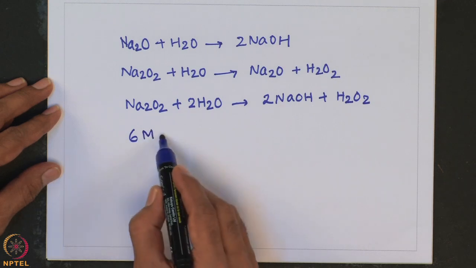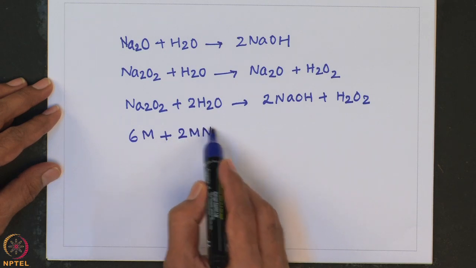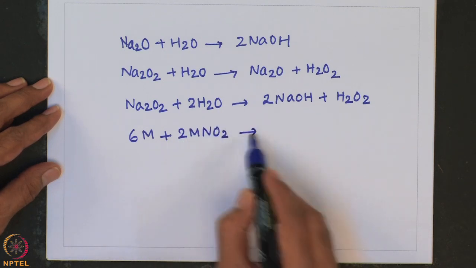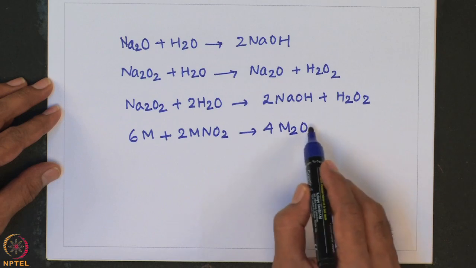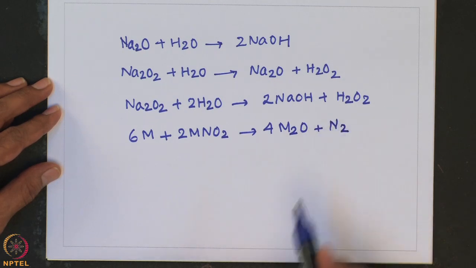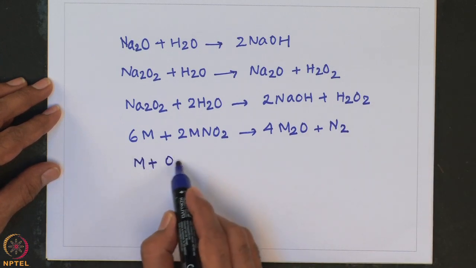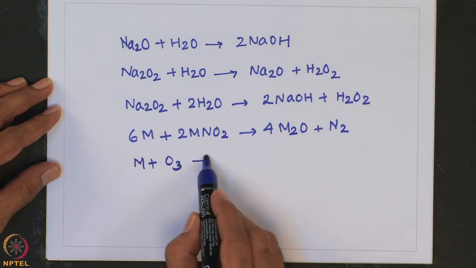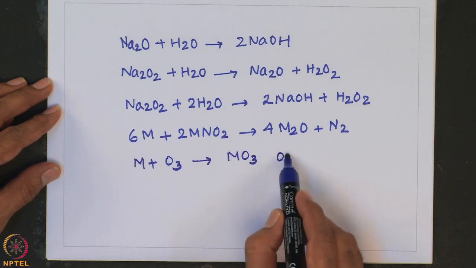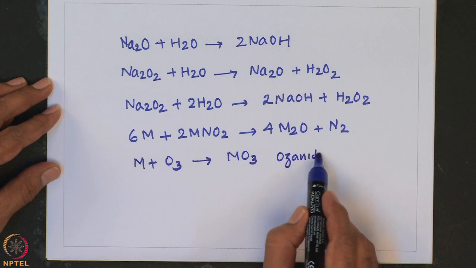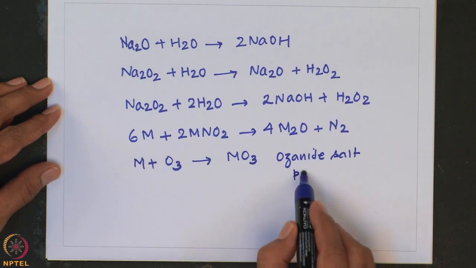Similarly, metal reacts with metal nitrate, metal nitrite, to form the corresponding metal oxide, and N2 is liberated here. And alkali metals also react with ozone to form ozonate salt. This is called ozonate salt. These ozonate salts are paramagnetic in nature.